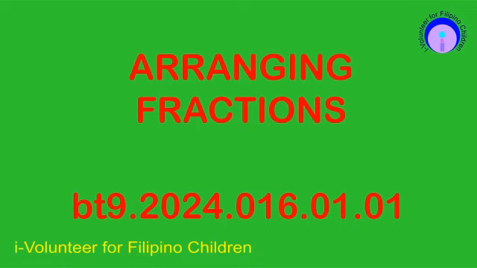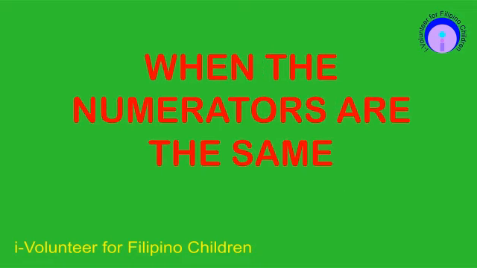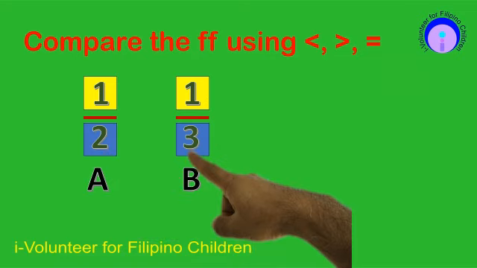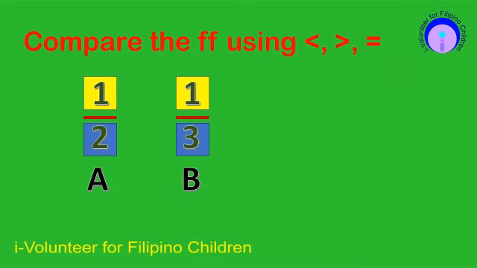Good day, kids! What we are going to do today is to compare fractions as well as arranging them into ascending or descending order. In comparing and arranging fractions, always take note of the numerator as well as the denominator. For our first example, we'll be talking about fractions whose numerators are the same. Let's compare 1/2 and 1/3. Let's visualize what a fraction is all about.